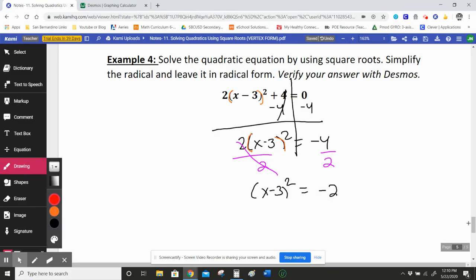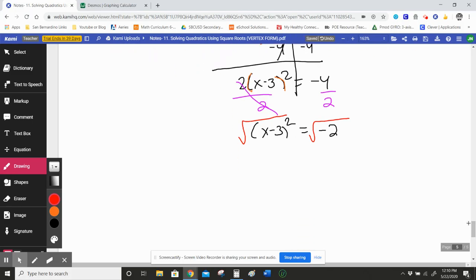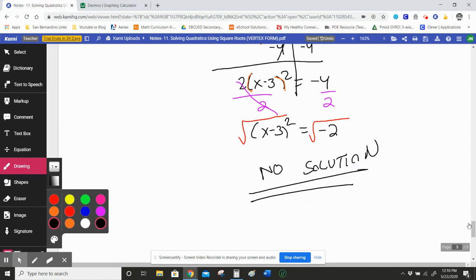Then I have to take the square root of both sides. One problem though, as you have probably noticed by now, you cannot take the square root of a negative number. So in this case, I cannot go on any further. There is actually no solution because I am not able to take the square root of a negative number, right? So this is the problem here, that negative 2, I can't take the square root of that. So we have no solution.